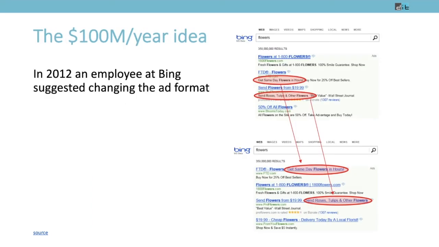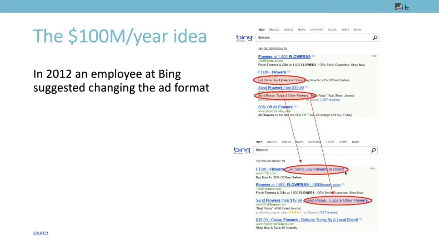Now here's another example. As you know, search engines are showing people ads on the top, and in a lot of cases in those ads, we're showing a link and then there's some description. So in 2012, an employee at Bing suggested changing the ad format. Instead of just showing the description at the bottom here, they wanted to put it next to the link. So ads got shortened and they got a longer link.